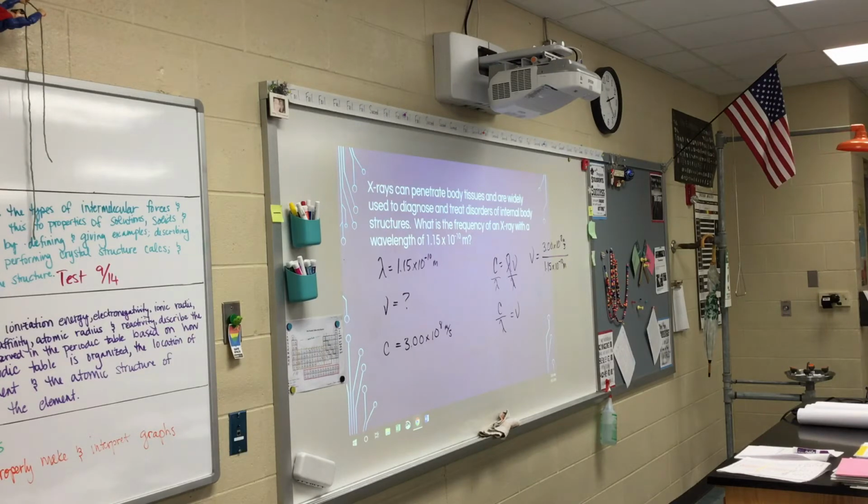So then if you hit enter, it's gonna give you that number back that's not in scientific notation. It's gonna give you a 3 with 8 zeros after it.